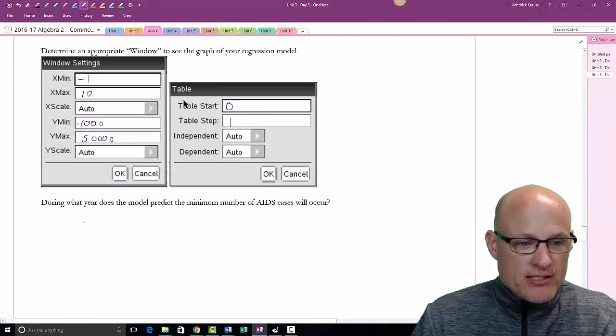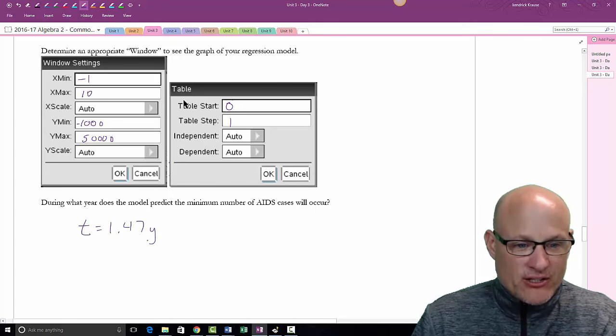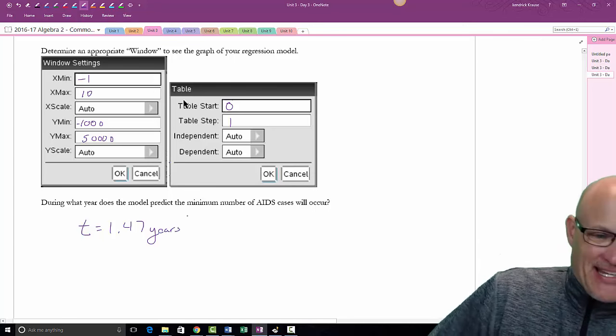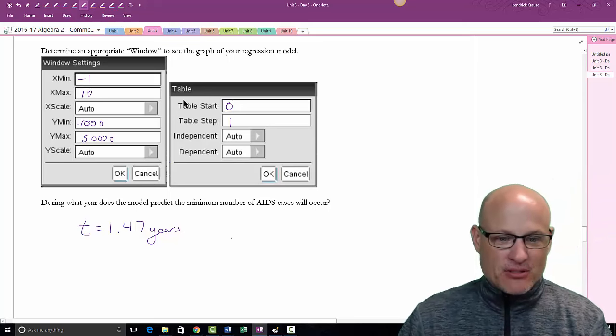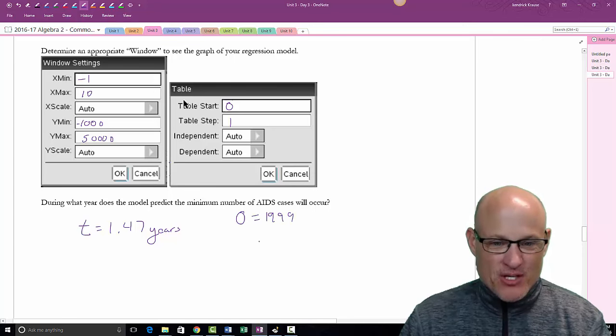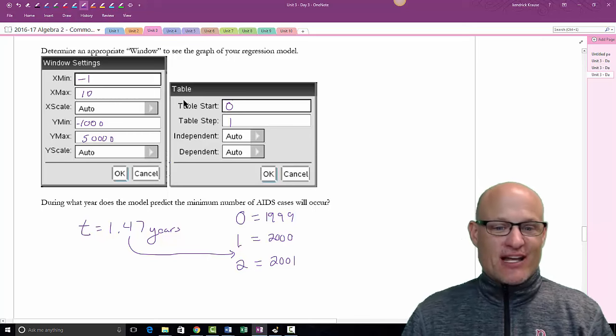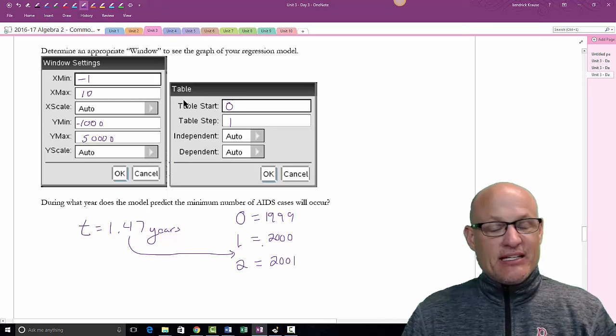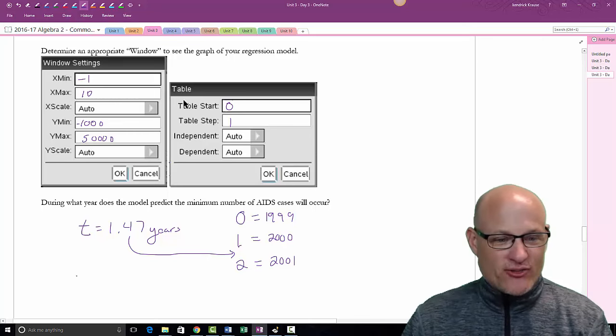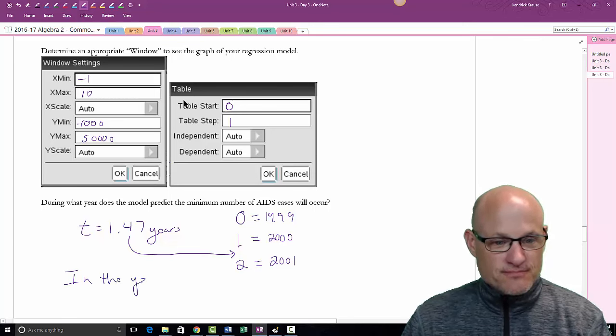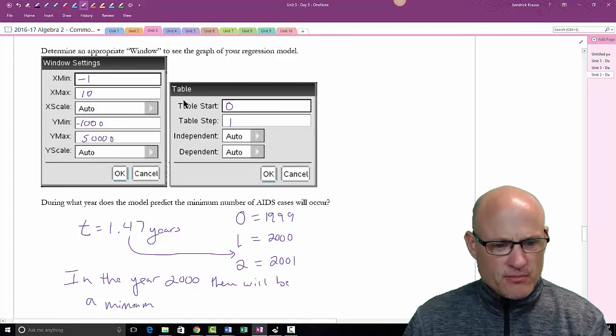1.47 years. So T equals 1.47 years. Now, it says, during what year? Remember, zero represented 1999. That means one represented the year 2000, and two represents the year 2001. So this is like 1.5 years. So that's like during the year 2000, in June, right? So the answer to this question is in the year 2000, there will be a minimum number of AIDS cases.